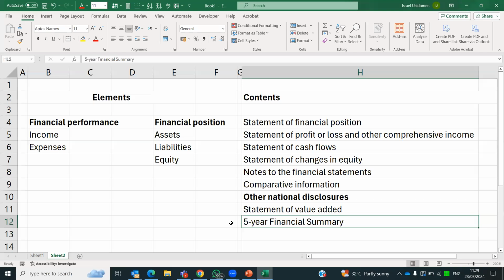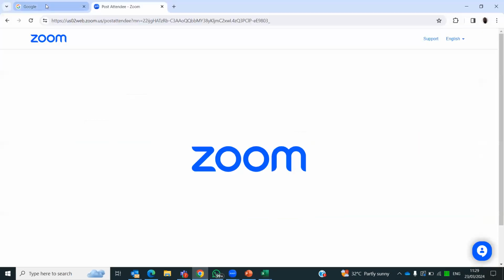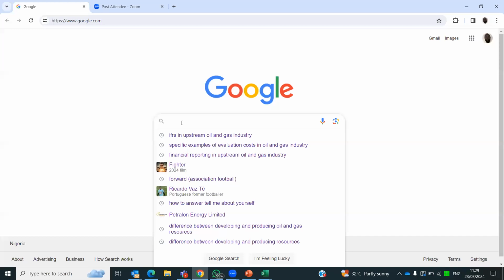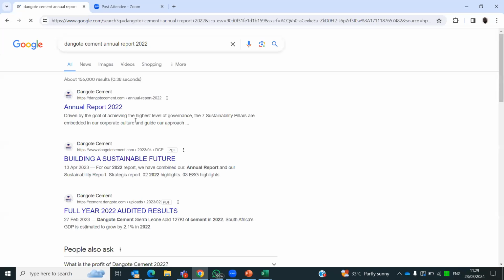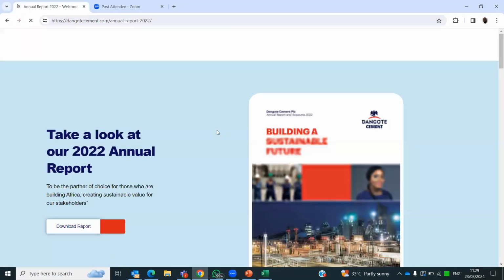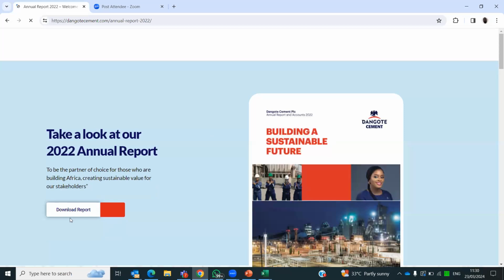Let me see if I can download a financial statement online. Let's say Dangote Cement annual report for 2022. Let's download one. And we'll see it play out before we now proceed into treating transactions, debit and credit, and racking our brains. Sorry, my internet is not as fast as yours, but bear with me.